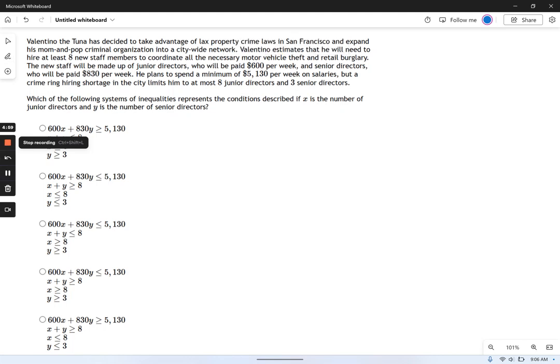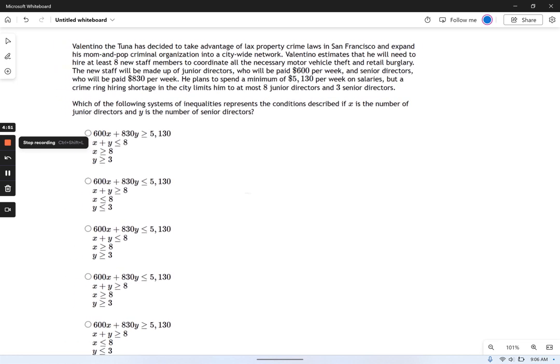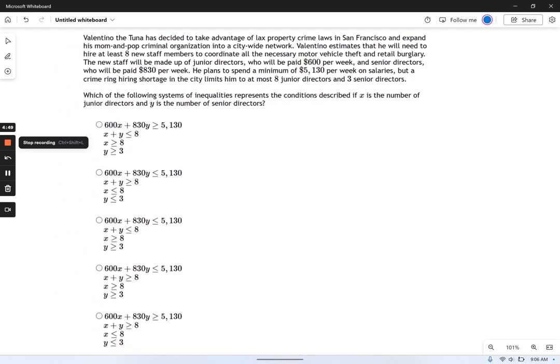This is a great example of using words to relate to a math equation or set of inequalities. And what I want to do here is you should focus on this paragraph right here. There's a lot of words in it, but let's try to pick out the useful pieces of information. We need to hire at least 8 new staff members. Okay, that word, at least 8 new staff members. I'm going to come back to that.